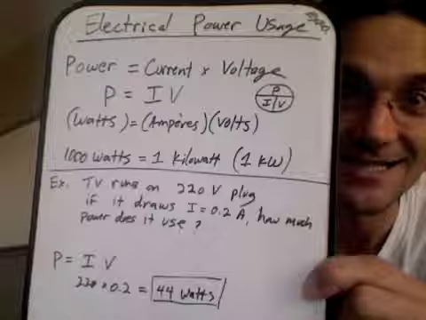Let's say we have a TV that runs on a 220 volt plug from the wall that draws 0.2 amps. How much power does it use? Well, that's easy. The power is just the current 0.2 times the voltage 220. That turns out to be 44 watts. So this TV uses 44 watts of power.